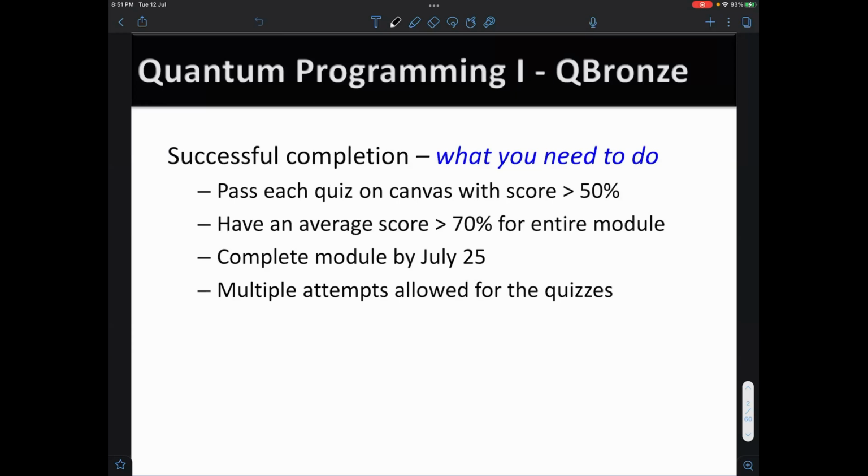Anytime during the session today you have a question, please fire off a question in the chat on Discord or on Zoom. I'm happy to respond right away. It's much better if this is interactive rather than just me talking into the abyss of the internet.